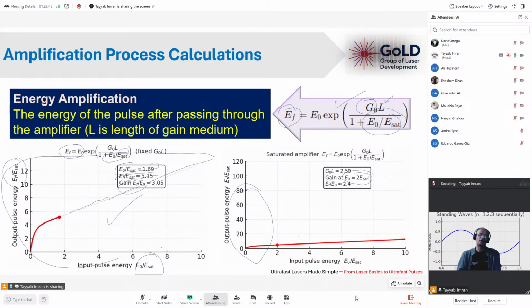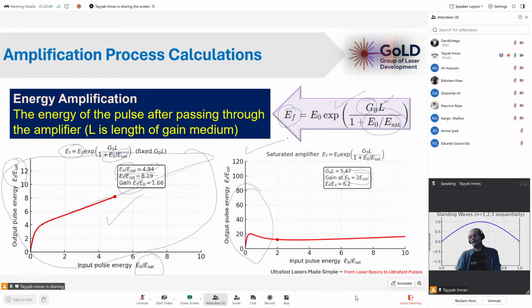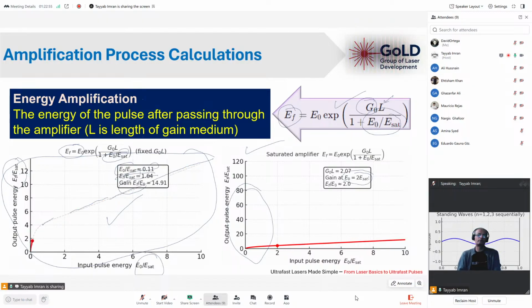Anyway, this plot is important to understand. That is just another parameter. I changed another parameter to show something in a different way. But this left side is more important here.